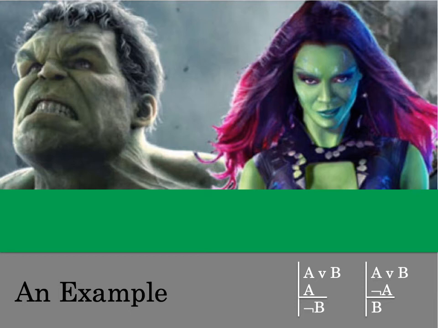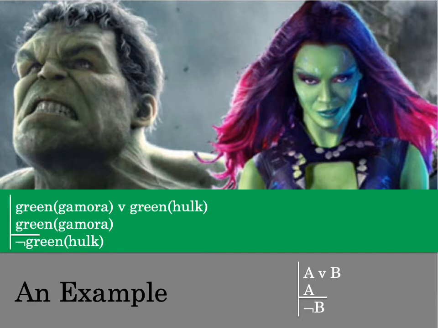Let me give you a very straightforward example that shows you that this is invalid. The following would be an instance of this new argument pattern we're looking at. Either Gomorrah is green or the Hulk is green. Gomorrah is green, therefore the Hulk is not green. Now obviously that's bad reasoning. You can see that because both of the premises are true and the conclusion is false. What we're going to do is show you that you can do this with the truth table too.